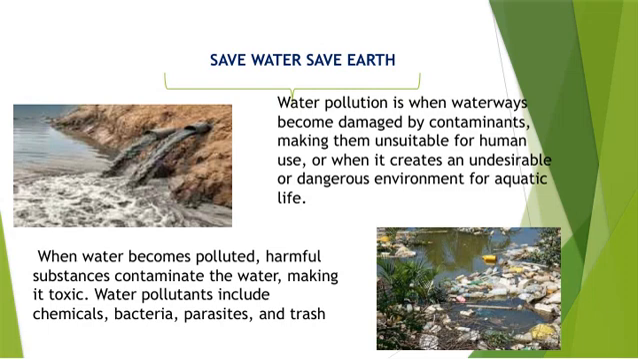Water pollution occurs when our waterways, like rivers, lakes, and oceans, become damaged by various contaminants. When that happens, these water sources are no longer suitable for human use, such as drinking, cooking, or bathing. Plus, pollution creates harmful environments for aquatic life, making it dangerous for fish, plants, and other creatures that depend on clean water. Essentially, when water becomes polluted, harmful substances like chemicals, bacteria, parasites, and even trash contaminate the water. These pollutants can be toxic, and they pose serious health risks to people and animals alike.